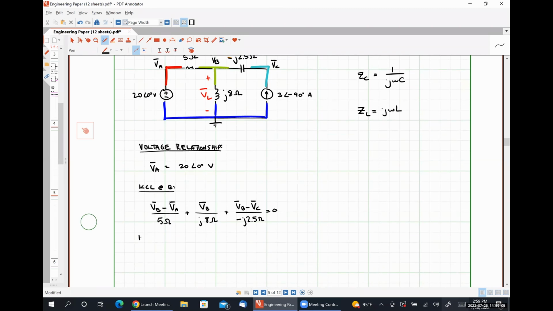And then we would have our KCL at node C equation, which would be VC minus VB over negative j 2.5 minus 3 angle negative 90 degrees amps is equal to 0. And then we'd have to use a computer to effectively solve this system of equations.